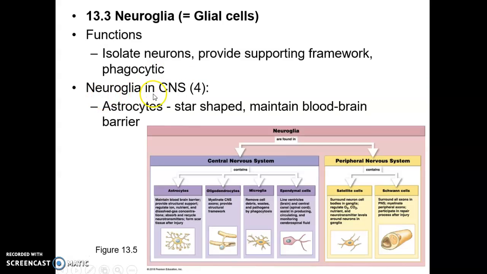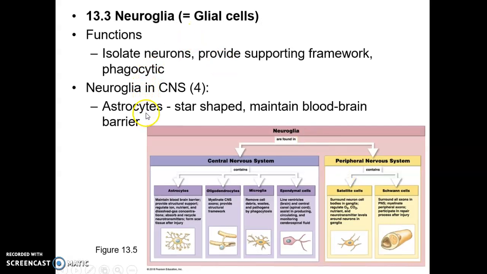So the neuroglia in the central nervous system are four types. Notice in the table here, there are four neuroglial cells in the central nervous system, meaning within the brain and the spinal cord. And then there are two out in the peripheral nervous system in the nerves.